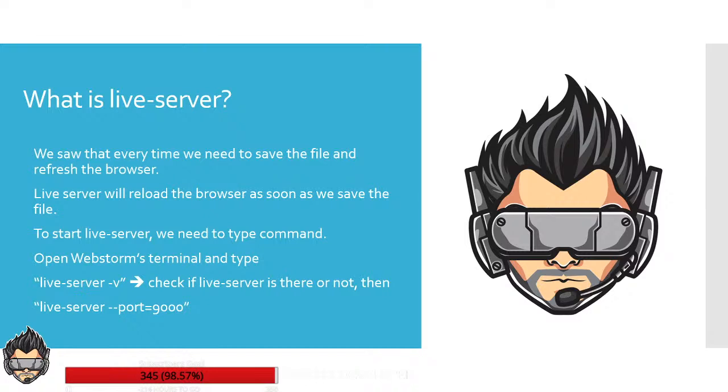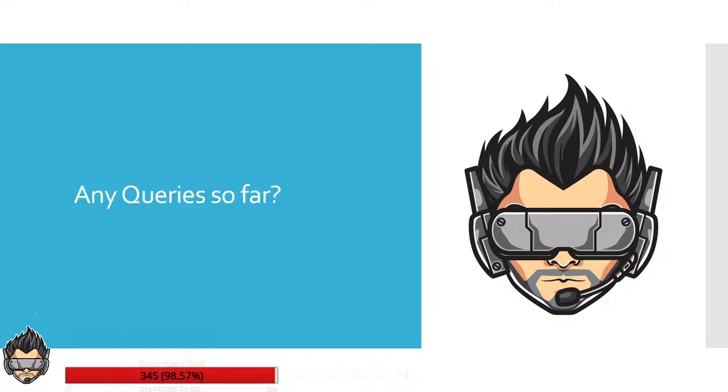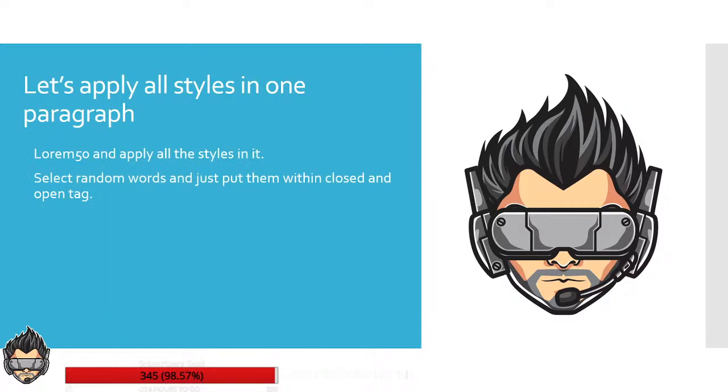So we went through all these things, what a live server is, and how we did text formatting. We also saw how to display text in bold, italic, with underline, strikeout, mark, superscript, subscript, and quotations. Once we had done that, we applied styles for the paragraph, like aligning it at the center or putting a background color. We dropped a shadow and so on.